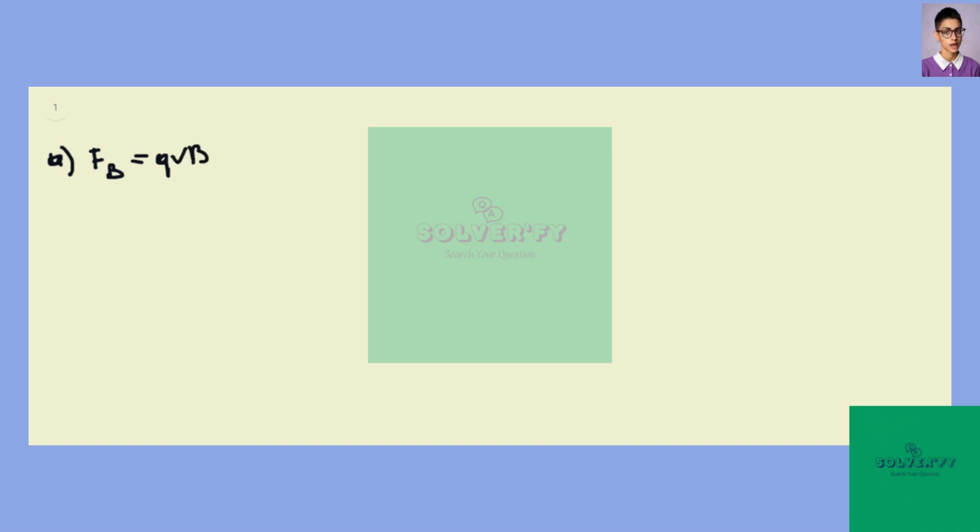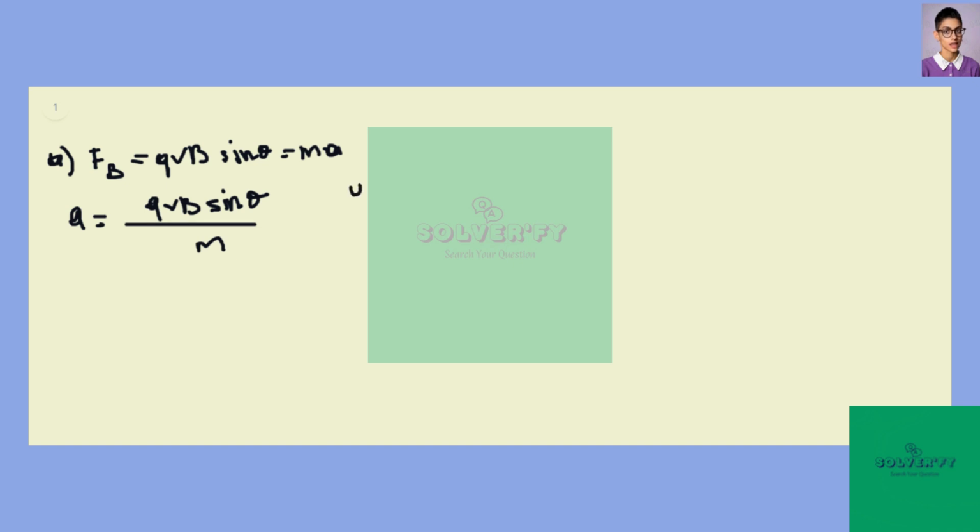As we know, the magnetic force equals QVB sine of the angle between V and B vectors. From Newton's second law, it's going to be equal to m times a. So if we want to get an expression for acceleration, we can divide both sides by m. QVB sine theta divided by m then is going to give us the acceleration.